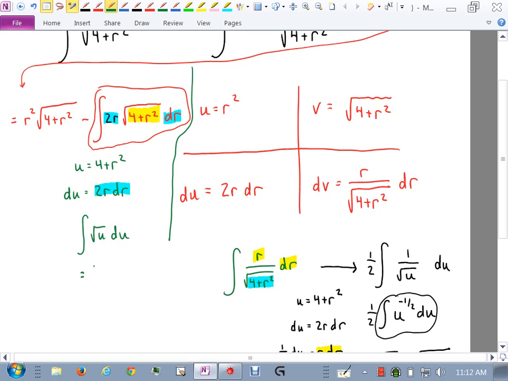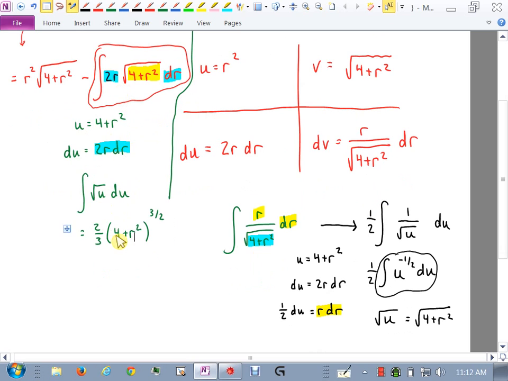So this becomes 2/3 u to the 3/2. What's u? 4 plus r squared. So I'm leaving some steps out here, right? That becomes this. So I think I'm ready to write my final version of my answer down. R squared, square root, 4 plus r squared, plus or minus, right? 2/3, 4 plus r squared to the 3/2.